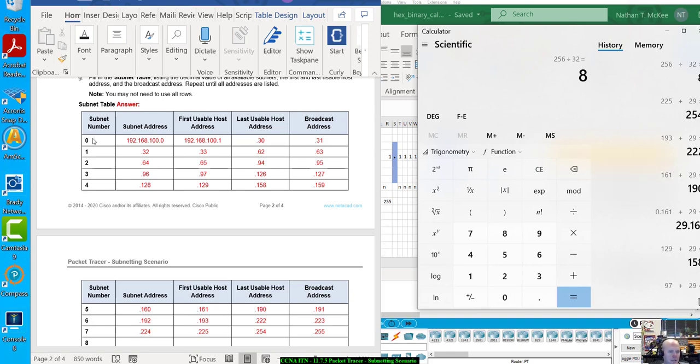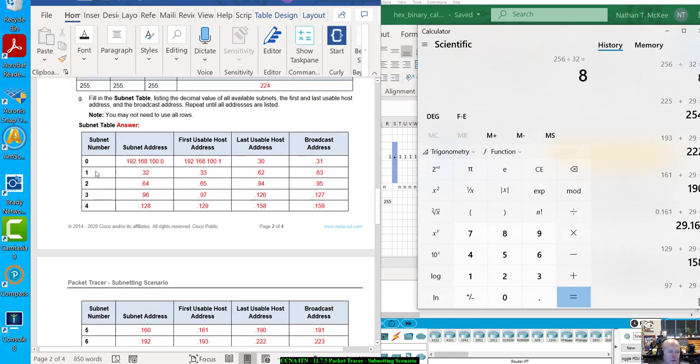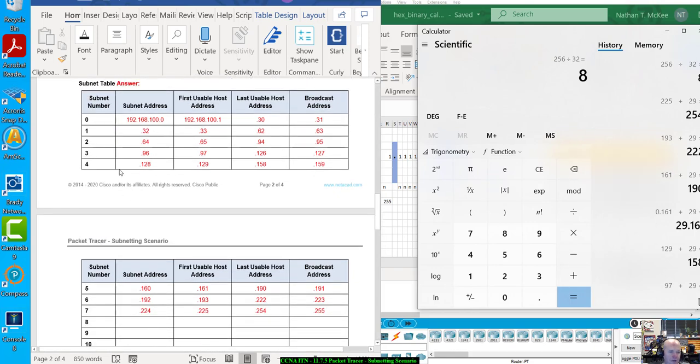But you wouldn't refer to it like that because that would be confusing. You just say, okay, my first subnet is 192.168.100.0, not subnet number whatever. But if you said, how many subnets do I have? I have 8 subnets. The first one is a .0, second one's a .32, and so on.